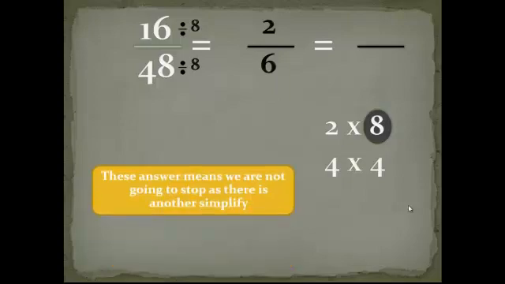Here we are not going to stop, as there is another simplification. 2 and 6. Is there a table that has the answers 2 and 6? Yeah, 2 and 6 are in the same table, which is table 2. So we are going to divide the numerator and the denominator by 2. 2 divided by 2 is 1, and 6 divided by 2 is 3.